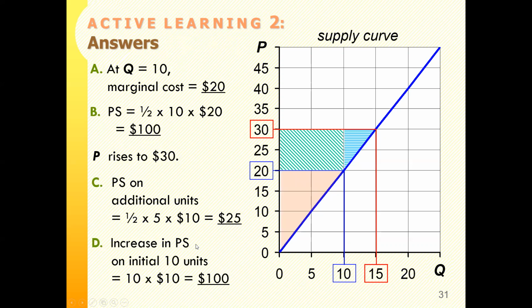And then there will be an increase in producer surplus on the initial 10 units. It is represented by the area shaded green, and this is a rectangle. So the area of this rectangle is the length times the breadth. And the length of this area is the difference between the current price of $30 and the initial price of 20, which is $10. And the breadth is the initial quantity supplied, which is 10. So 10 times 10 is $100.